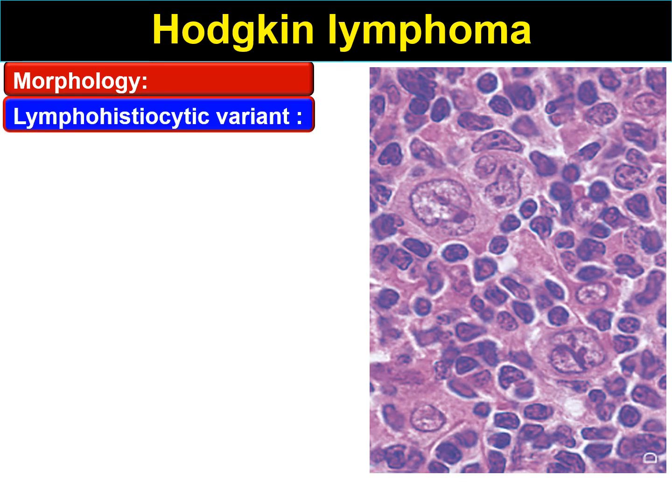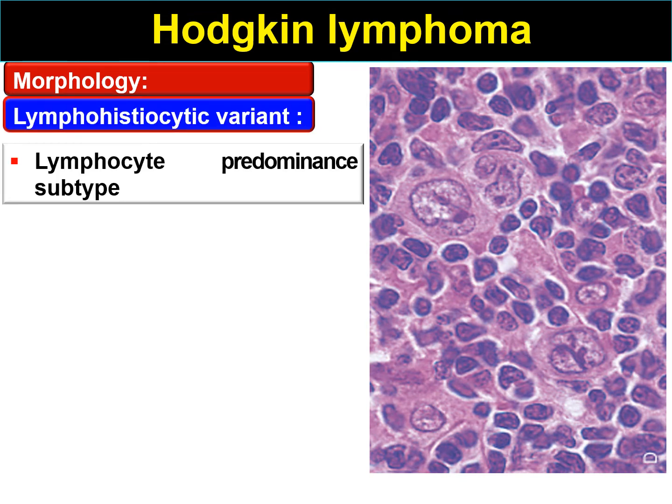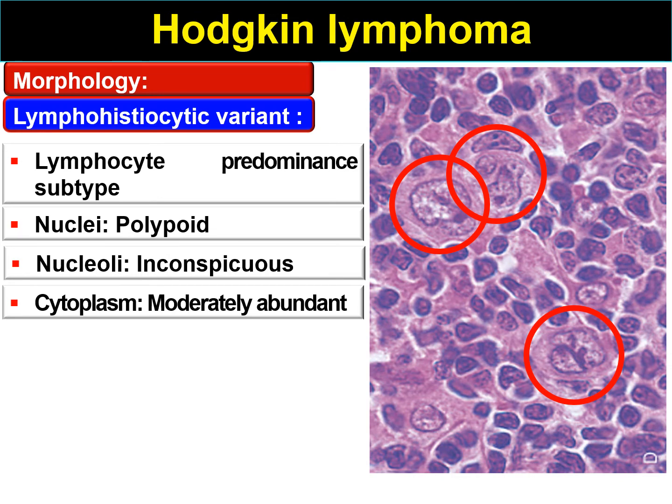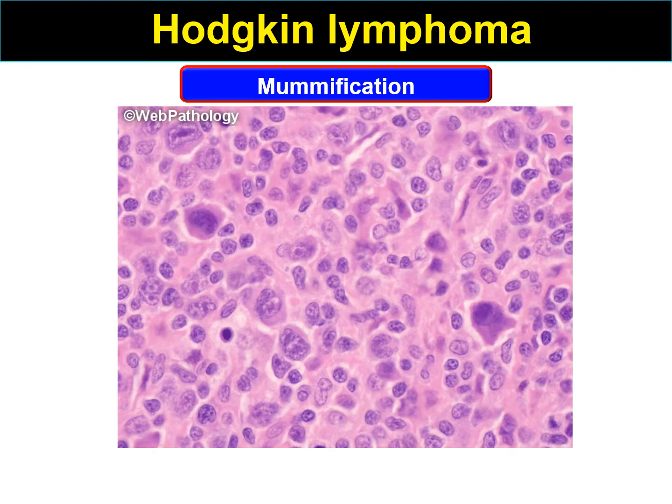Another variety is lymphohistiocytic variety, and this is present in lymphocyte predominant subtype, and the nuclei are polyploid in this variety. The nucleoli are inconspicuous and cytoplasm is abundant. In classic Hodgkin lymphoma, the Reed-Sternberg cell undergoes cell death, in which there is shrinkage of the cell, the cytoplasm is deeply stained, and it becomes pyknotic, and this is termed as mummification.